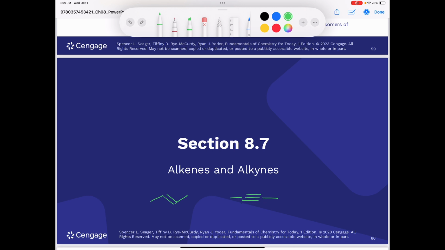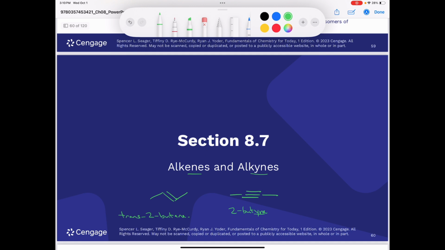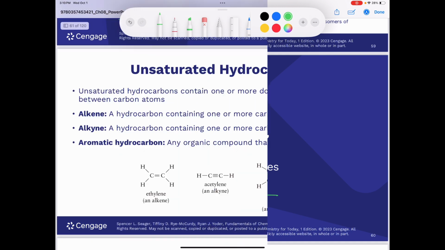So the first compound would actually be called trans-2-butene, and we'll talk about the nomenclature later on. So ene for alkene, and this compound would be 2-butyne, yne for an alkyne. All right, so alkenes and alkynes: alkene, double bond between two carbons; alkyne, triple bond between two carbons.